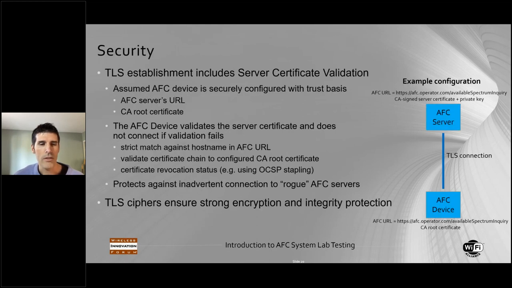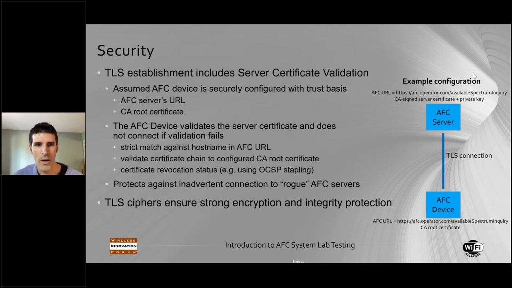Okay, so this slide is discussing a little bit more detail of the security of the interface. Because this is TLS based, that TLS establishment includes server certificate validation. So that's where the AFC device, the blue box on the right hand side, is validating the certificate that the AFC system, the AFC server, provides to it, to make sure that the AFC device is connecting to the AFC server that it thinks it's connecting to, and it's protecting against it inadvertently connecting to some kind of rogue AFC server or any attacks on that link. So all of this assumes that the AFC device is securely configured with some trust basis.